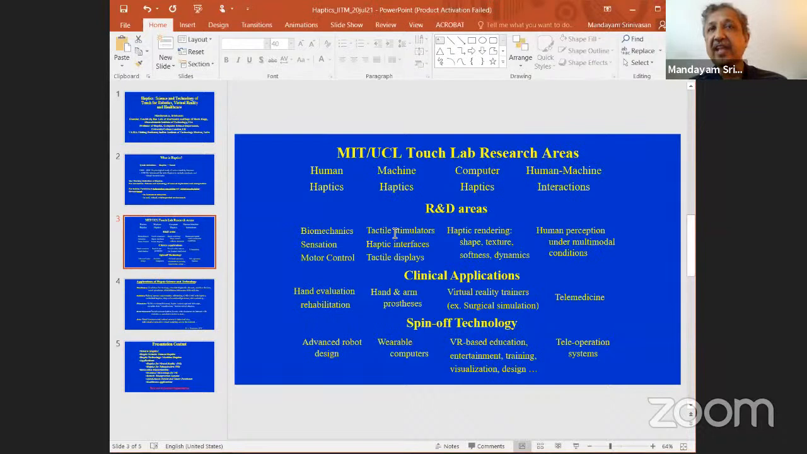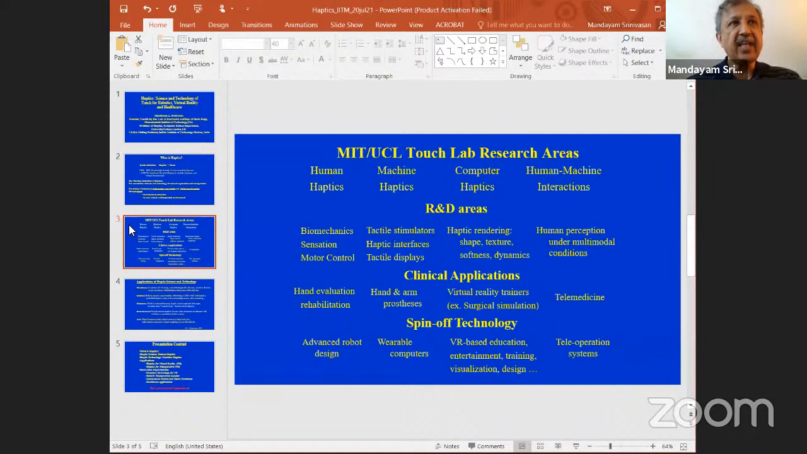There is also telemedicine, for example. Da Vinci is a well-known robotic device, so you can do telerobotic surgery, which is done every day all over the world. Then there are a variety of spin-off technologies, advanced robot design, maybe wearable computers, and virtual reality itself has a lot of applications, whether it's education, entertainment, training, and so on, and teleoperation systems as well.